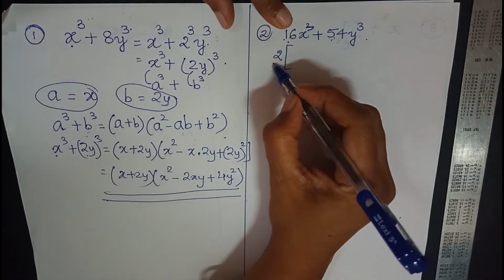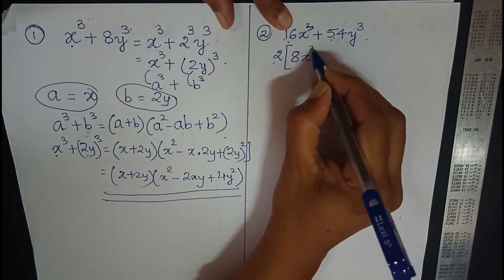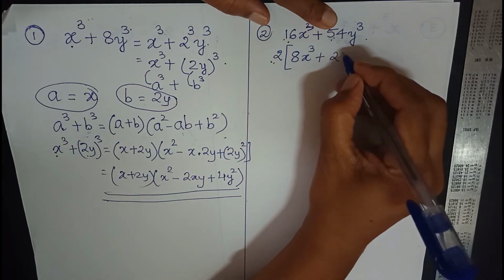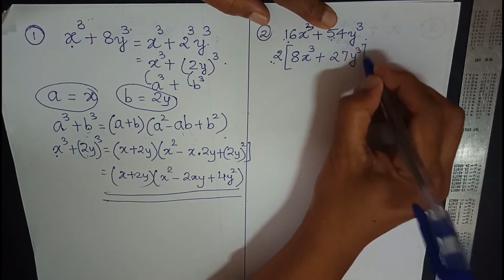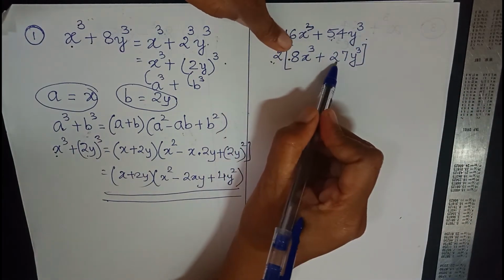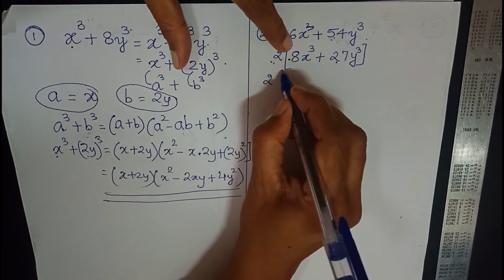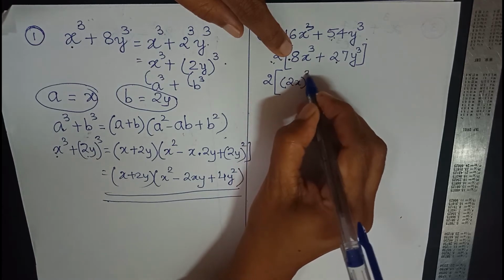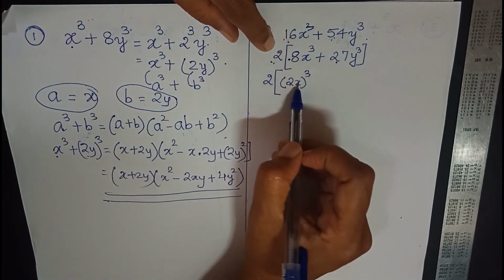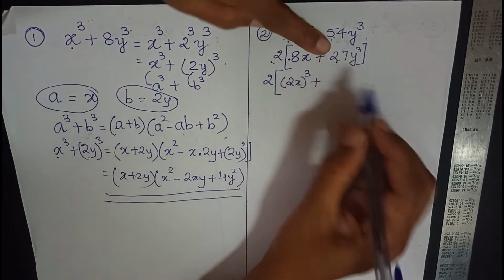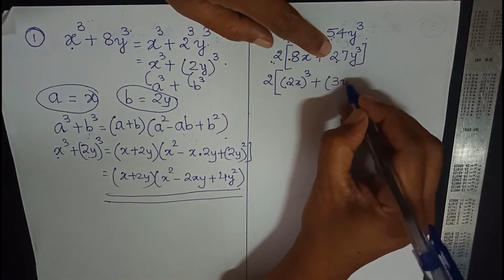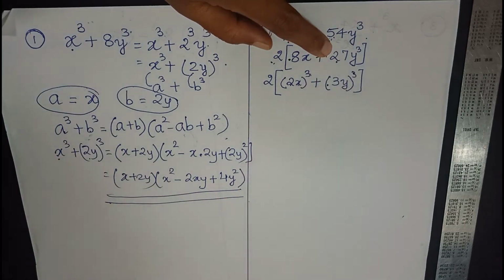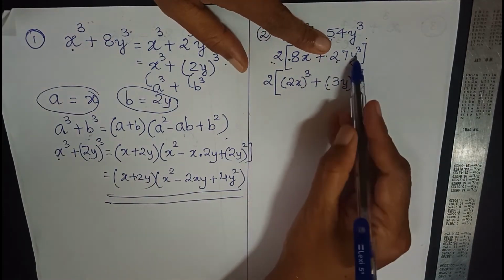So from 16, if I have removed 2 outside, what will remain inside is 8. And from 54, when I remove 2 outside, what will remain inside is 27. So now 8 is also a perfect cube, 27 is also a perfect cube. So let us change the format as we did here. 2x raised to 3, correct? 2 cube is 8, x raised to 3 is x raised to 3. Similarly, 27 is nothing but 3 cube. So 3 cube is 27 and y raised to 3 is y cube.